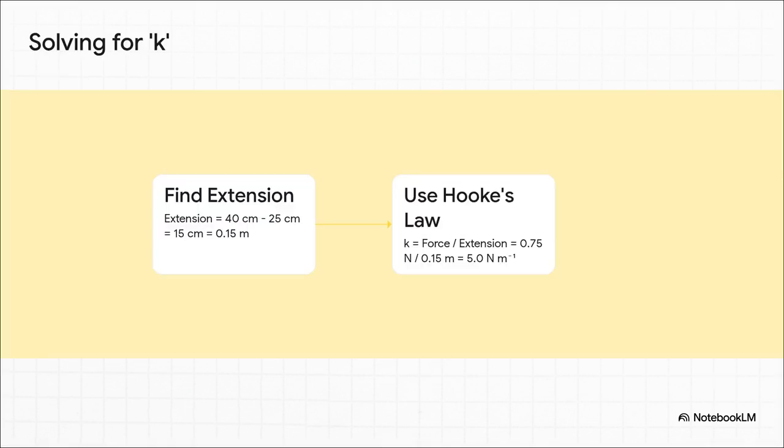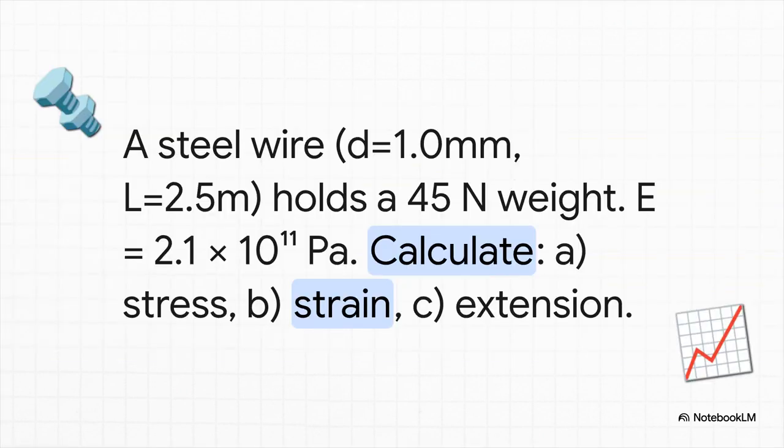First, we've got to figure out how much the cord actually stretched. So, final length minus original length. And this is super important, you've got to convert it to meters. Then, we just shuffle Hooke's law around a bit, divide the force by our extension, and bang, we get a force constant of 5.0 newtons per meter. Simple. Okay, ready to level up?